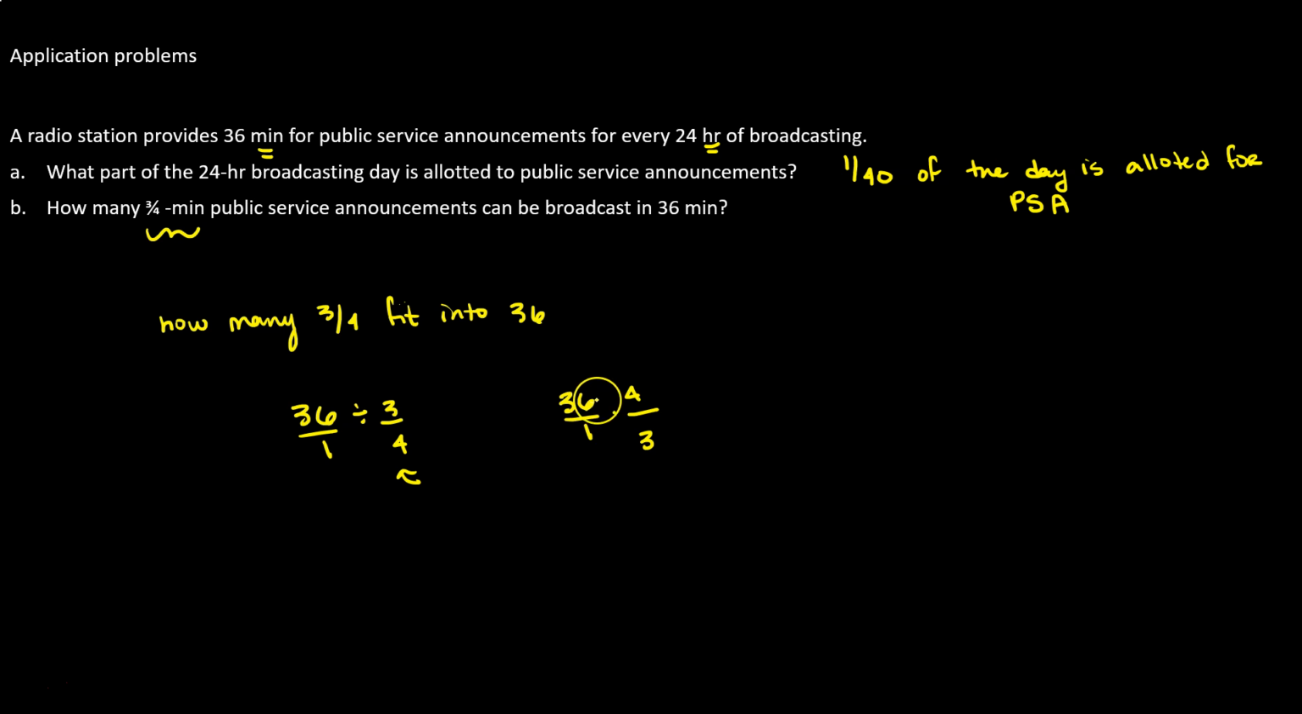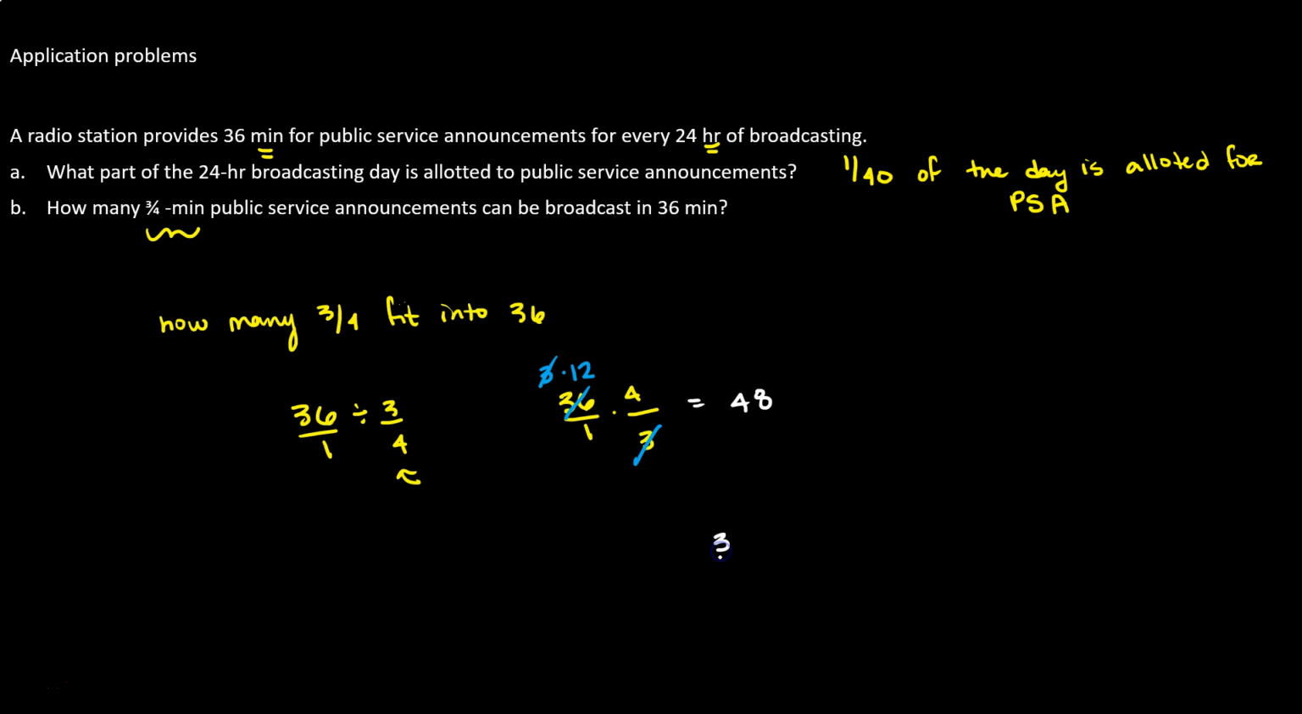I could multiply 36 times 4, but I'm going to leave it as it is so that I can simplify before I multiply. 36 is actually 3 times 12, and since I have a 3 in my denominator, I can divide off the common factor of 3, leaving me with my final answer, 12 times 4, which is 48. So we could fit 48 public service announcements that are 3/4 of a minute long into 36 minutes of the allotment for PSAs. And we can double check our work, right?